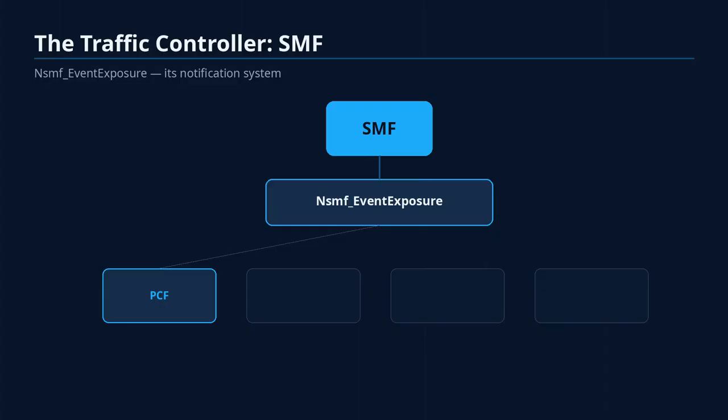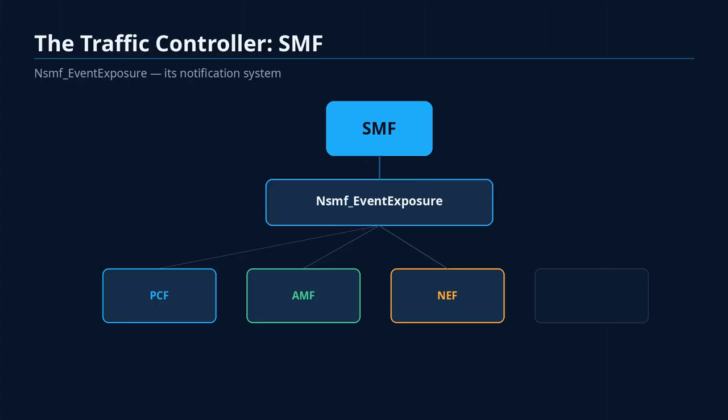But a traffic controller that only watches and says nothing isn't useful. Other parts of the network need to know when something happens to your session too. So the SMF exposes a service called NSMF Event Exposure. A mouthful, but the idea is simple. It's a notification system. Other network functions can register interest, subscribe, with the SMF, and the SMF will actively push updates to them the moment something worth knowing about occurs.